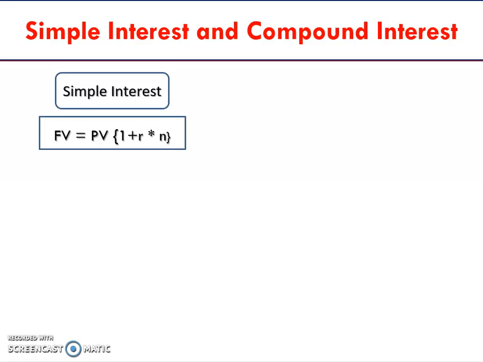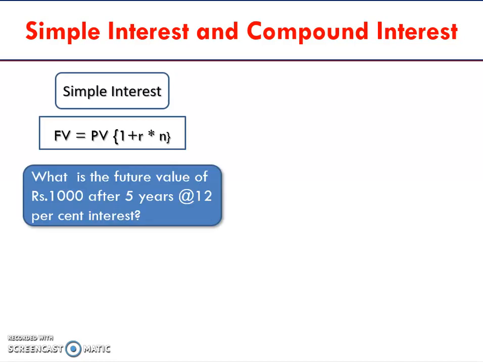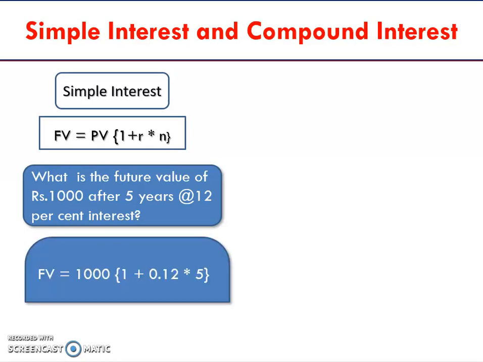For example, if I have made an investment of 1000 rupees for 5 years at a rate of interest of 12%, and I want to calculate what would be the future value. You can see in the calculation that your future value would be the investment you had made, that is rupees 1000, plus the interest calculated only on your principal investment, that is 1000 rupees multiplied by 12% for 5 years. So your final answer is 1600 rupees. So interest was just calculated on the principal amount that you had invested.